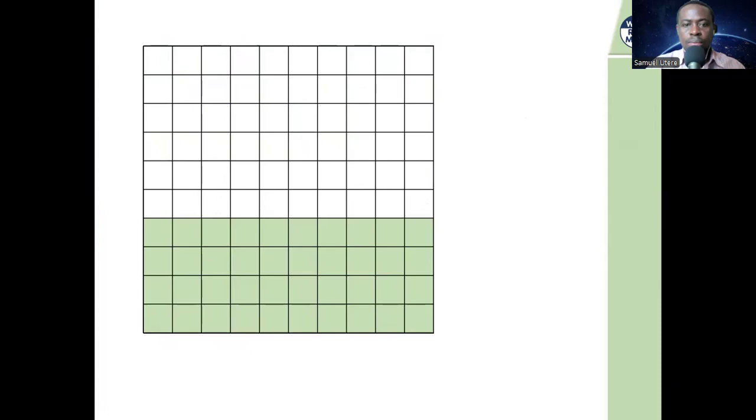What about this one? I'm sure you see that there are 40 squares shaded, 4 columns. So this is 40/100. Okay, remember the way I explained how this simplifies to 4/10, which is the same thing as 0.4.